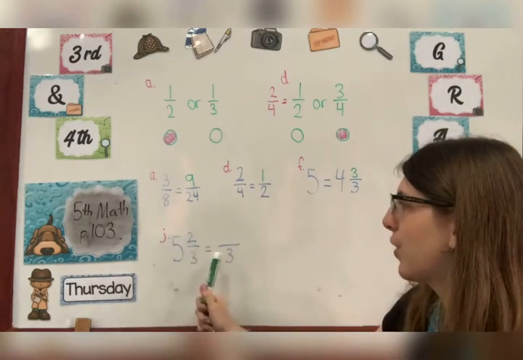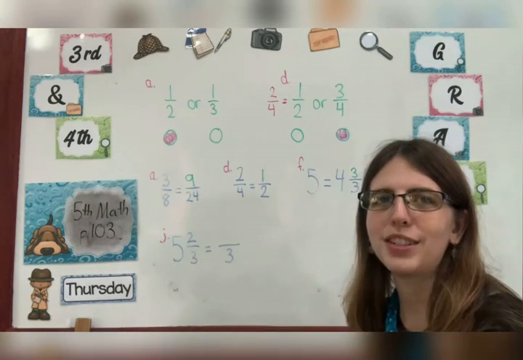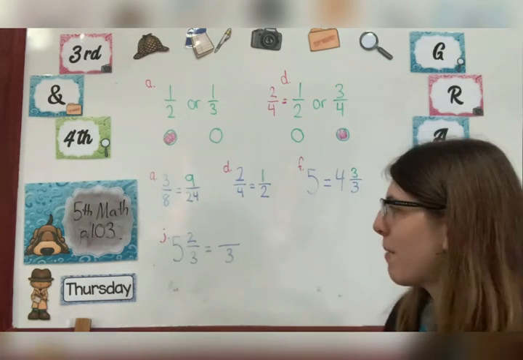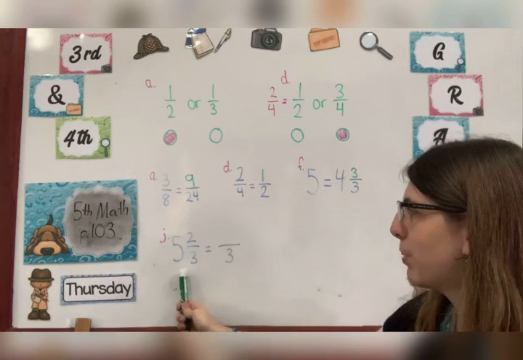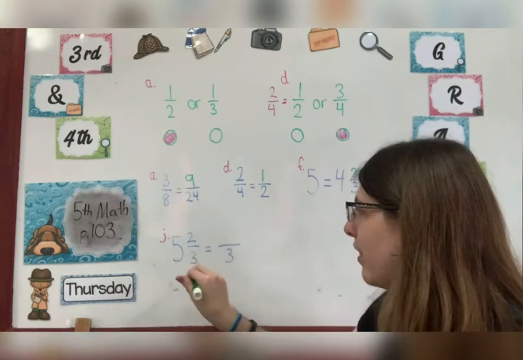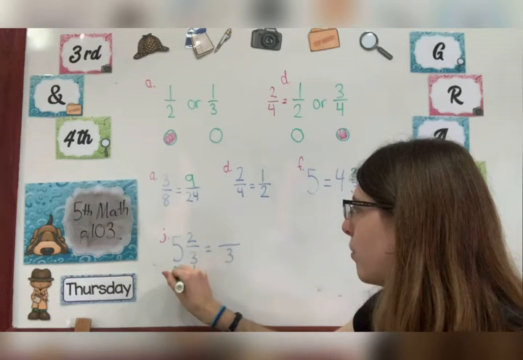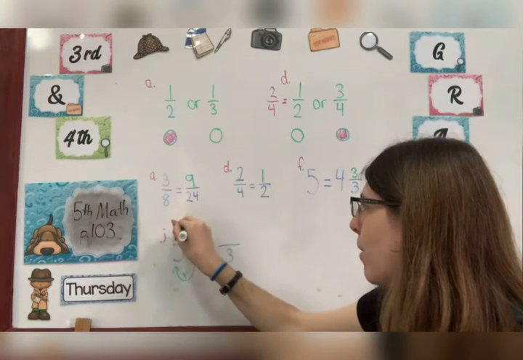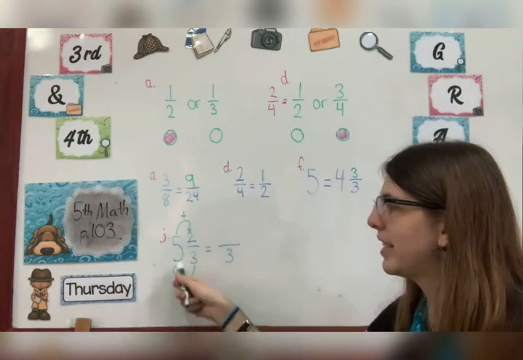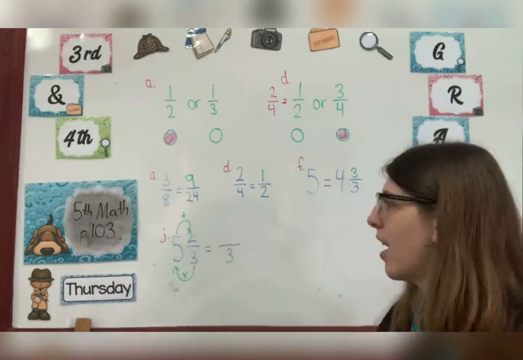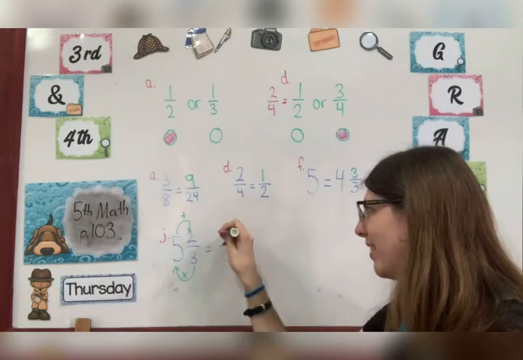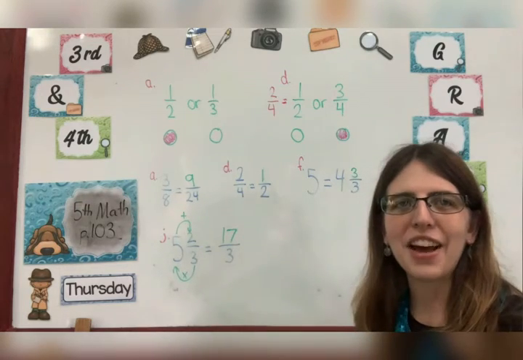You have 5 2/3 equals, and your denominator is 3. So this means we're changing it into an improper fraction. Remember, to change to an improper fraction, you multiply your denominator by your whole number. So 3 times 5. I look at it like this. 3 times 5, and then you add that answer to your numerator. So 3 times 5 is 15. 15 plus 2 is 17. And there you go.